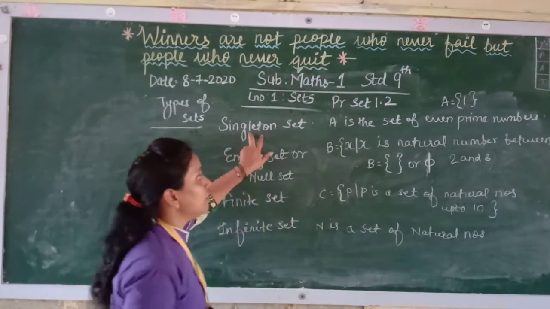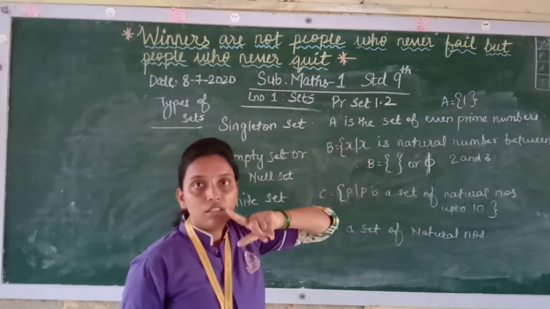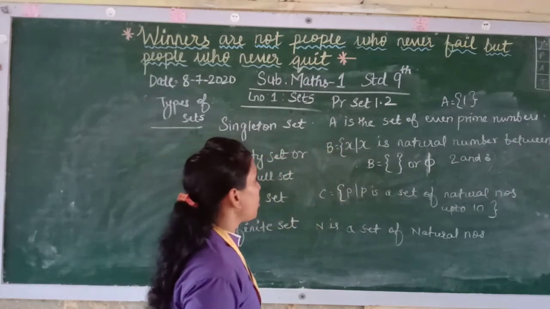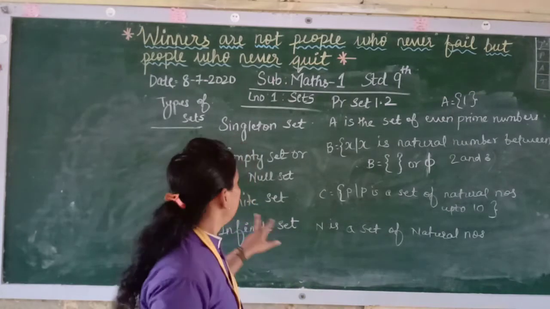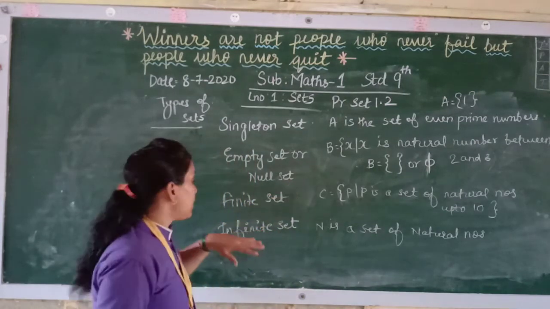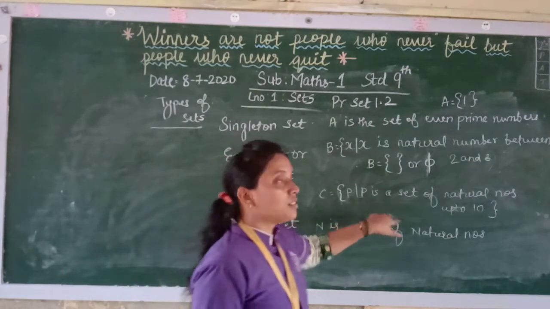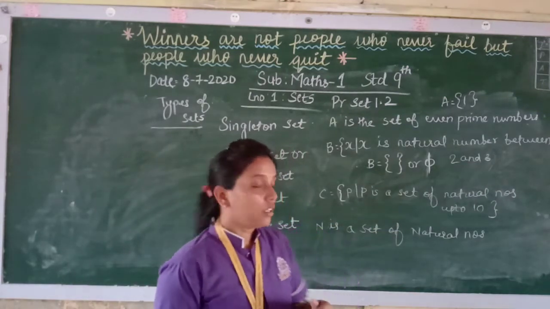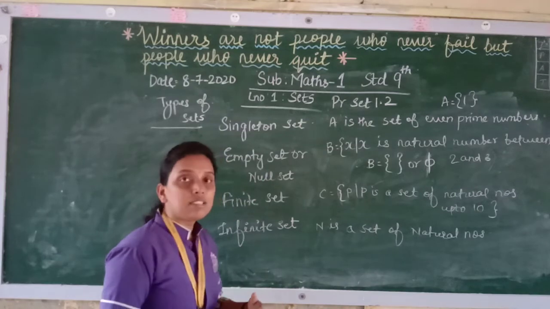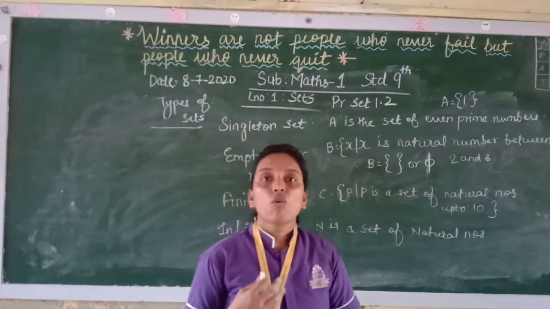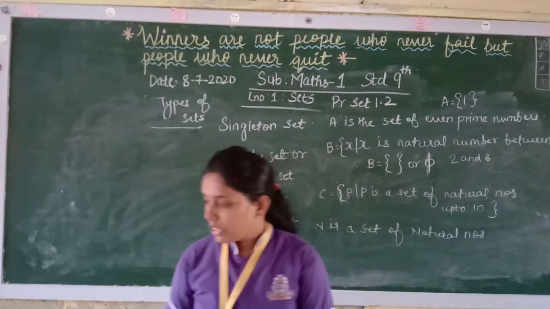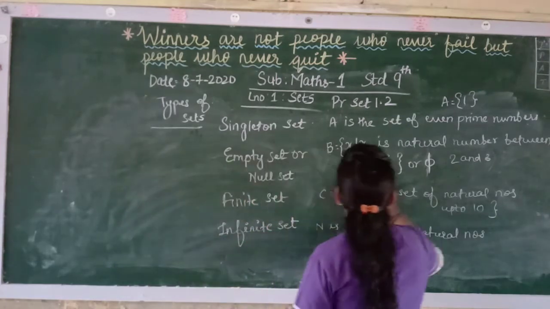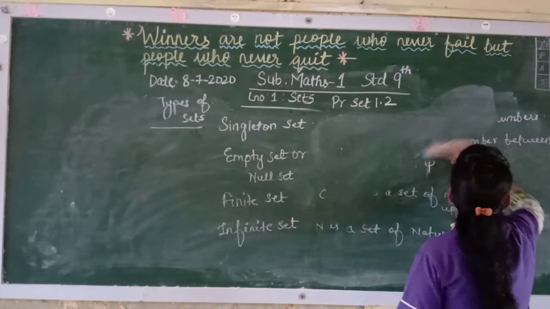So for a singleton set, there should be only a single element. For an empty or null set, you will not find an answer, there will be no answer. For a finite set, you will get the answer, but it is up to a limit only. An infinite set is limitless, it will go on continuing like the numbers. Now next we will see exercise practice set 1.2.